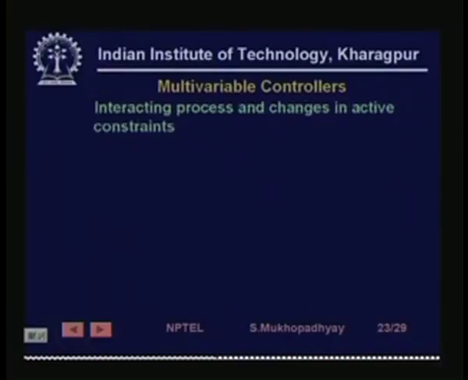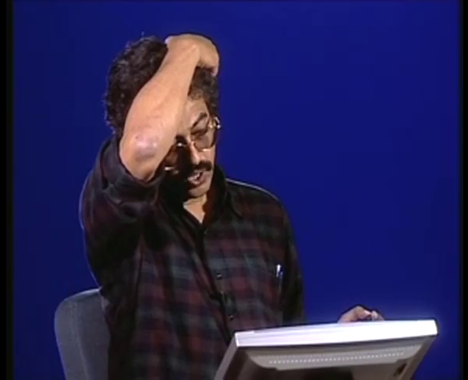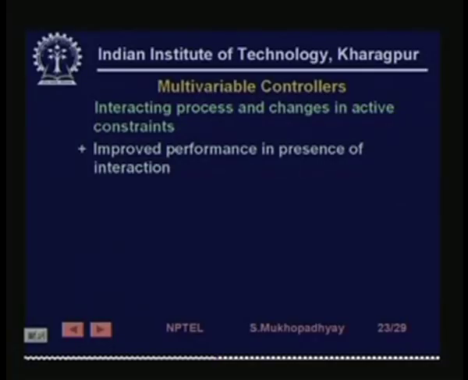On the other hand, if you have multivariable controllers, then process interactions as well as constraints are handled very seamlessly. Things like MPC, model predictive control, which are very popular in the industry today, are control methods, and we did not study MPC, which are designed to handle multivariable processes with interactions and constraints. They are all built into the method and handled very efficiently, all right. So, you have significantly improved performance in presence of interaction.